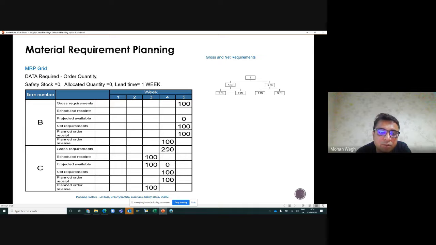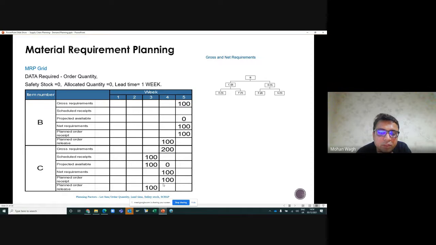Now, how does MRP back-calculate all those things? For example, since we require two components of C to produce B, MRP gives the gross requirement for the item C as 200, which is double the gross requirement of B. Then, as we are expecting scheduled receipts of 100, our projected available is 100. Our net requirement reduces to 100, because since we already have 100 available from the manufacturing process or some of the receipts, we will need only 100 items of C.